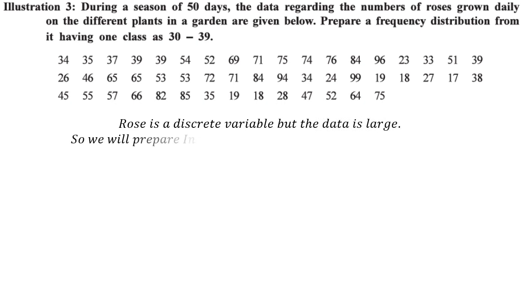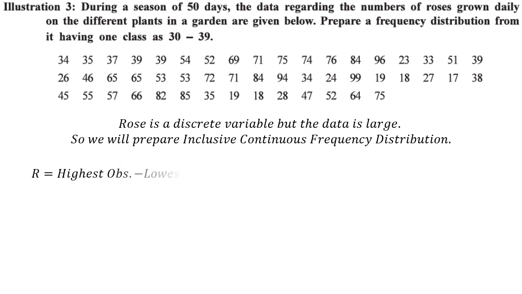So we will prepare inclusive continuous frequency distribution, starting with the range: highest observation minus lowest observation. If you check out here, the highest observation is 99 and the lowest observation, if you check, it will be 17.